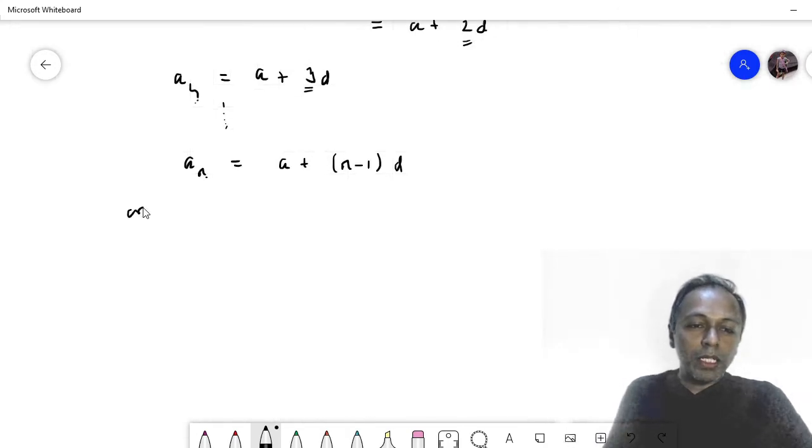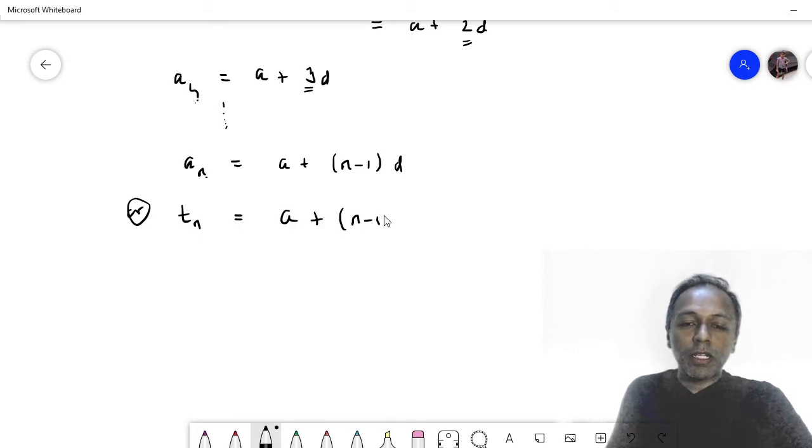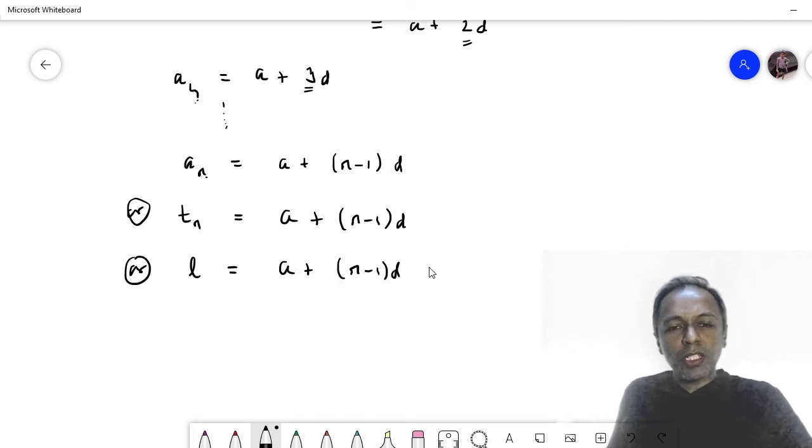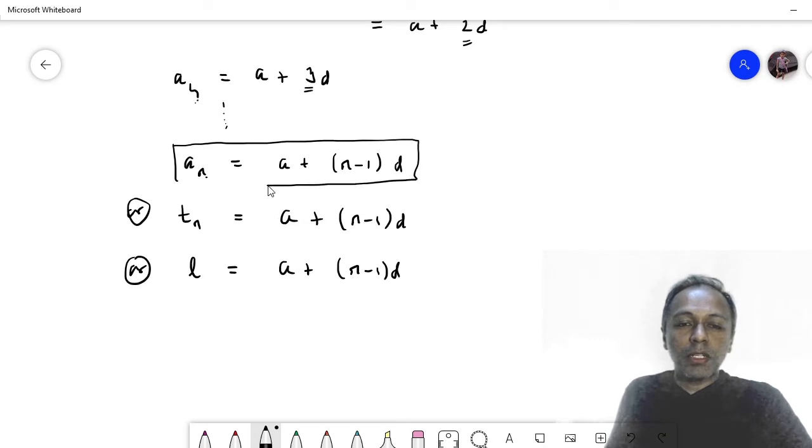This can also be written as Tn is equal to A plus (n minus 1) into D, or this can also be written as last term is equal to A plus (n minus 1) into D. So these all forms are acceptable forms for the nth term in an AP. You can learn this: the nth term AN is equal to A plus (n minus 1) into D.